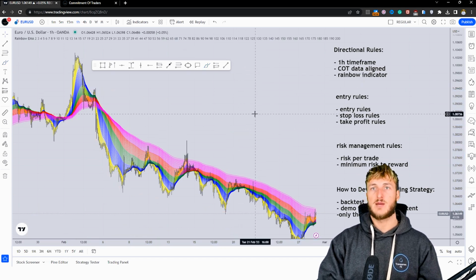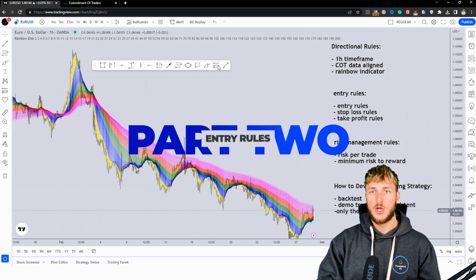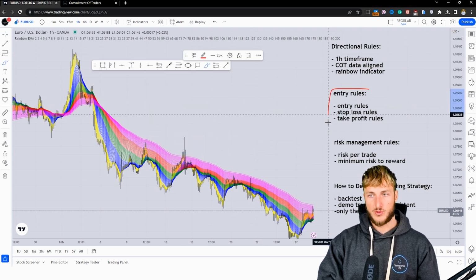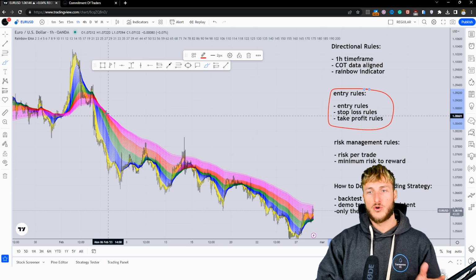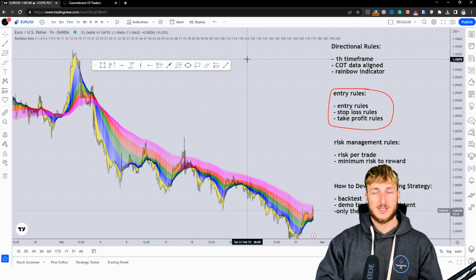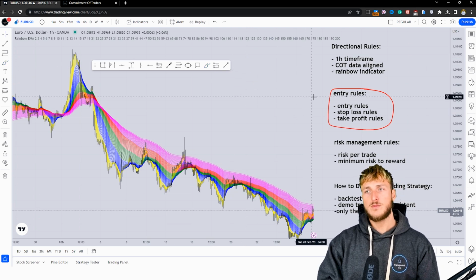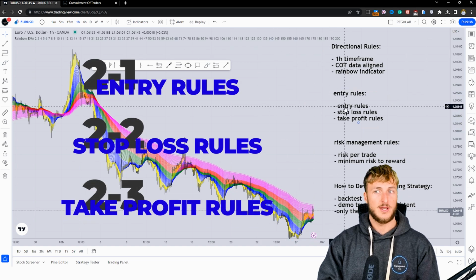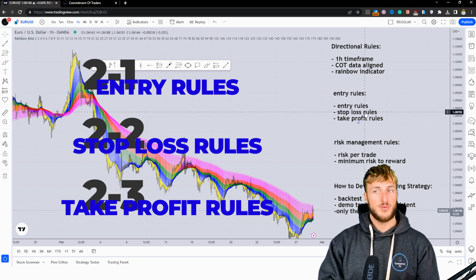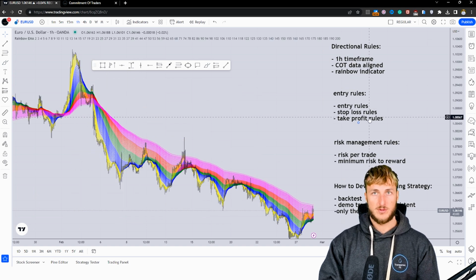At this point, it's time to move to the second part of this tutorial, which explains essentially the entry rules. So now that you know the direction, you're only looking to take shorts. How do you actually take those shorts according to the rules of the strategy? Now, when it comes to entry rules, it is always simple. There are essentially the rule for entry, the stop loss rules, and the take profit rules, okay?